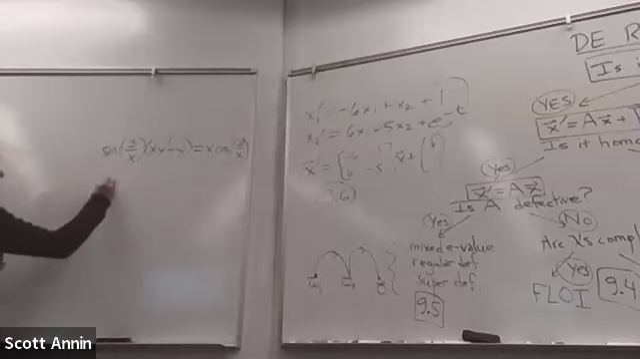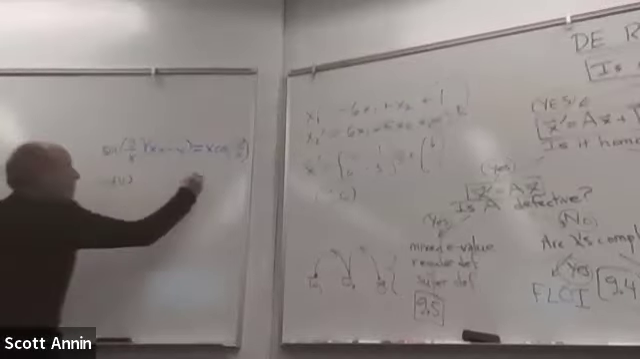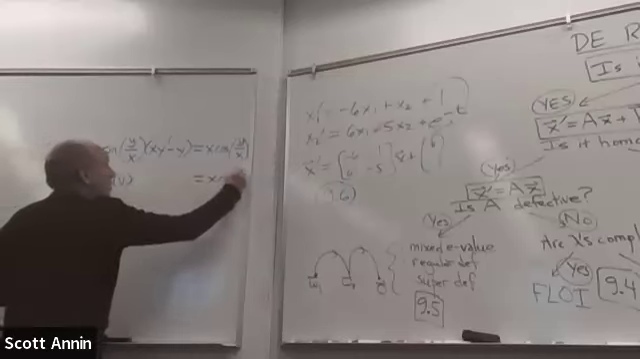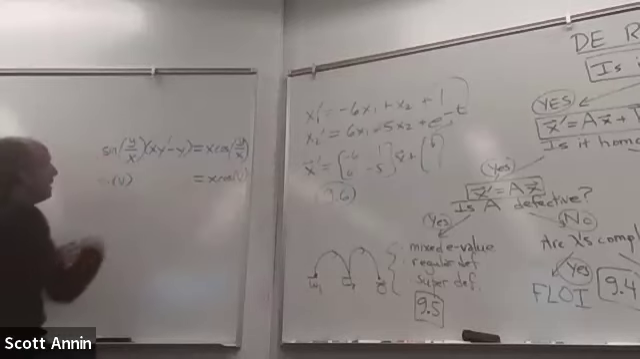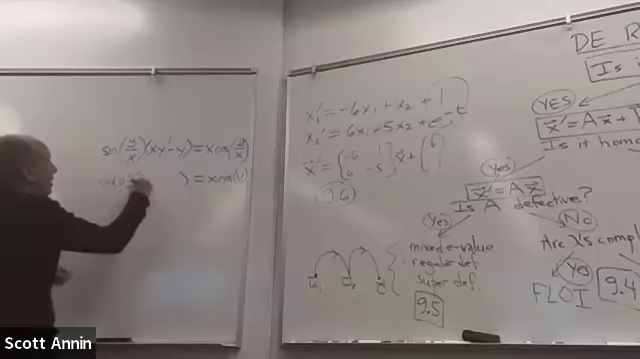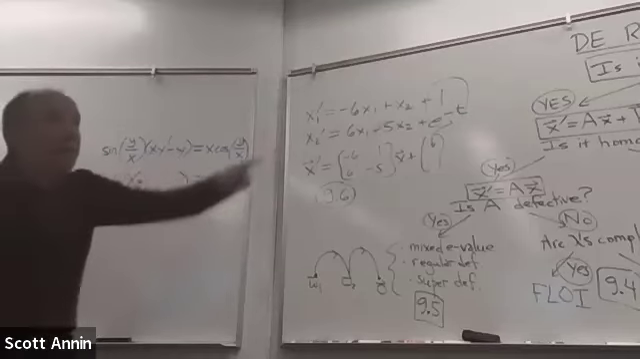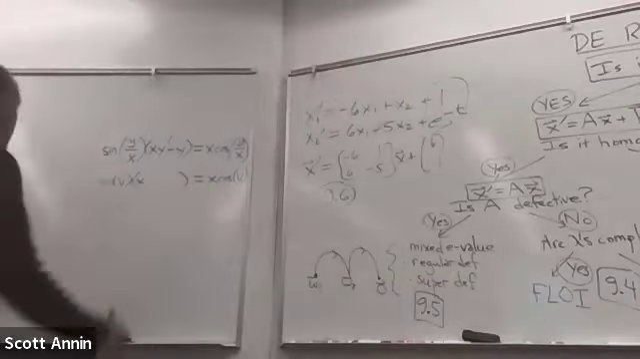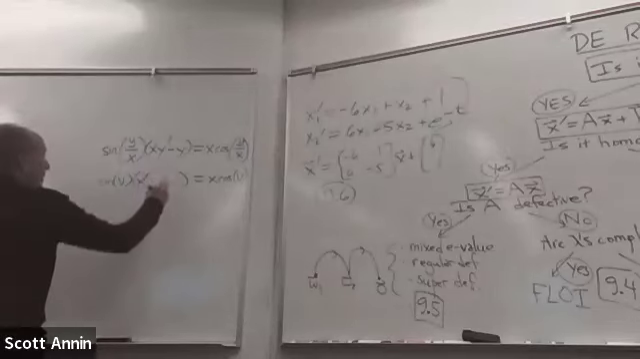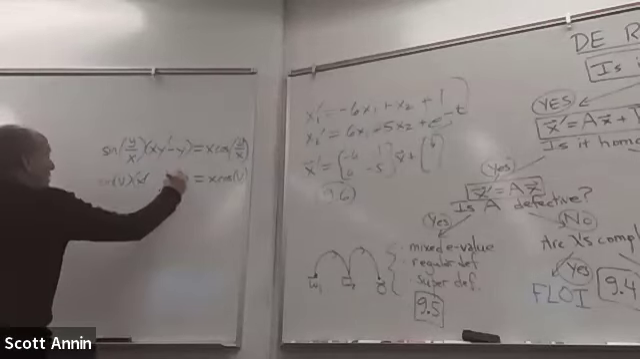Because this would just become sine of v, right? The right-hand side would have x times the cosine of v. And then you'd have to do something here. We'd have to replace the y prime. I have a formula there for what y prime is. So we would replace that in here, and then the y would turn into xv.